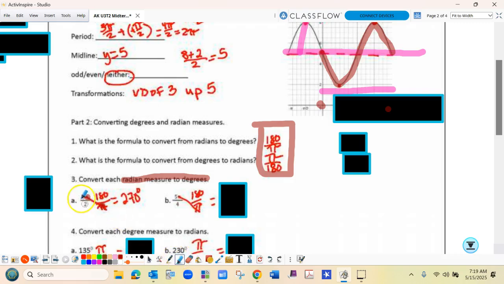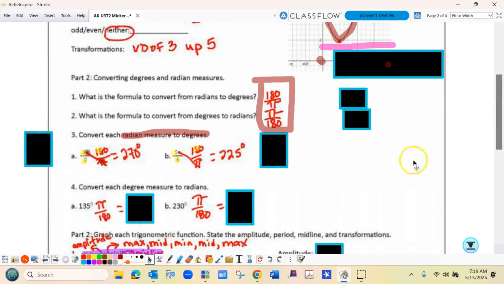Where did the 3 come from? It came from here. Times 180 divided by 2. That's the only thing that goes in your calculator to make 270. Again, in the second one, 3b, you are dividing out the pi's to be 1. You're left with 5 times 180 divided by 4. That is the only thing that goes into your calculator. Answer, 225 degrees. Do not forget the degree symbol.